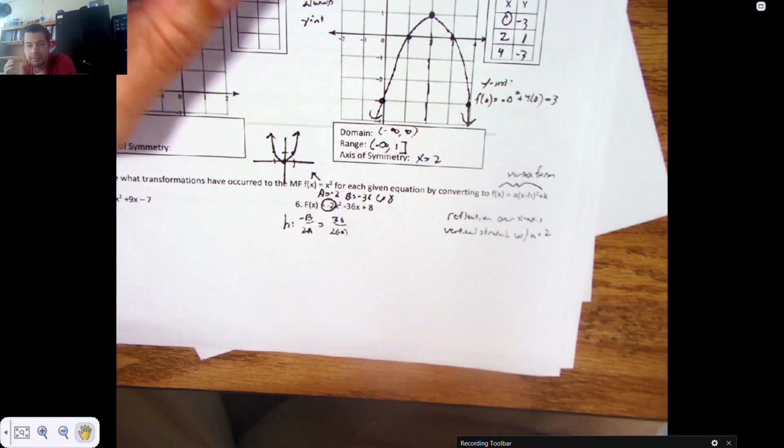For those of you who don't know your alphabet, b is negative 36 and c is 8. Opposite of a negative 36 is a positive 36. 2a, twice a negative 2. That's going to be 36 over negative 4. I learned my multiplication tables in 4th grade. Surely you can figure these things out.